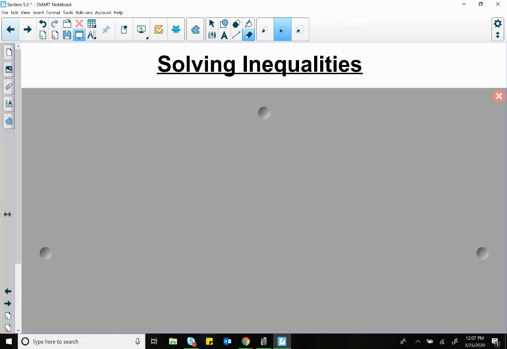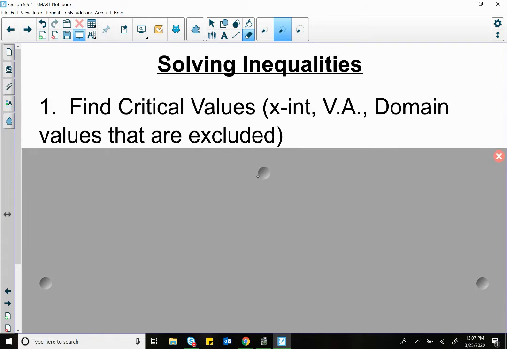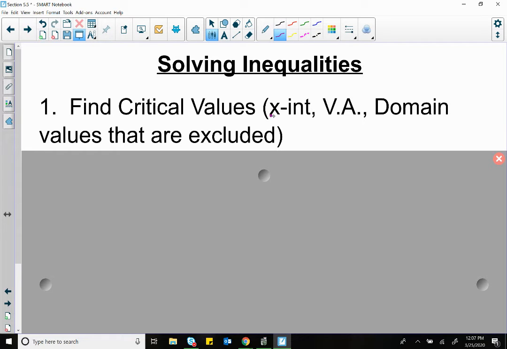Okay? So, solving inequalities. This is just like what we did with the quadratic inequalities, okay? So the first thing you did with the quadratic inequalities is you had to find those critical values. When it comes to the polynomials, you're going to be looking for those x-intercepts, all right? When it comes to the rationals, you want all the other information.